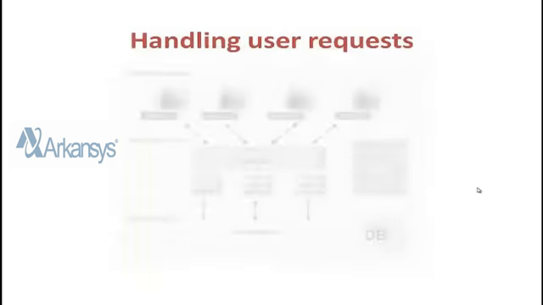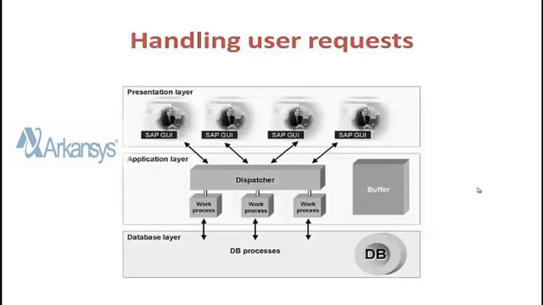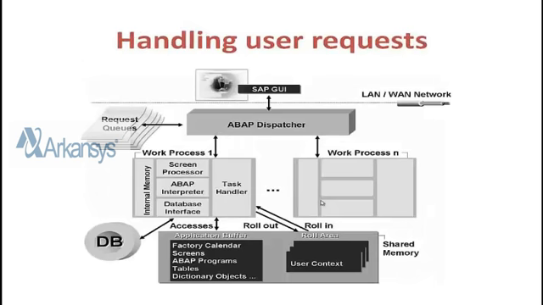Whenever a user requests information, that request waits in the dispatcher. If the dispatcher is available, it will hold the information until a dialog work process is available. When the dialog work process is available, the information goes from the dispatcher to the dialog work process, and through the database process it accesses the database, and the information comes back to the dialog work process memory. The processing is done, and then the information goes back to the dispatcher and then to the user.